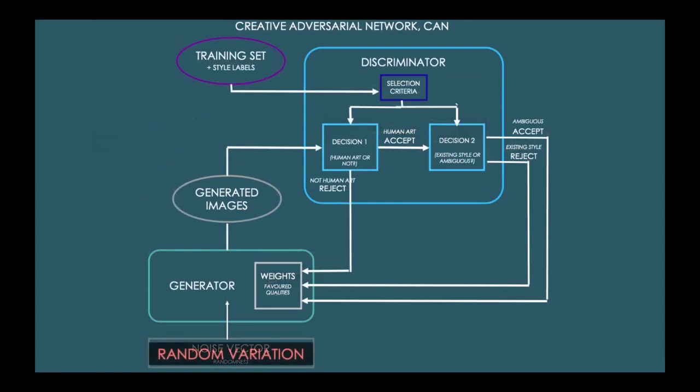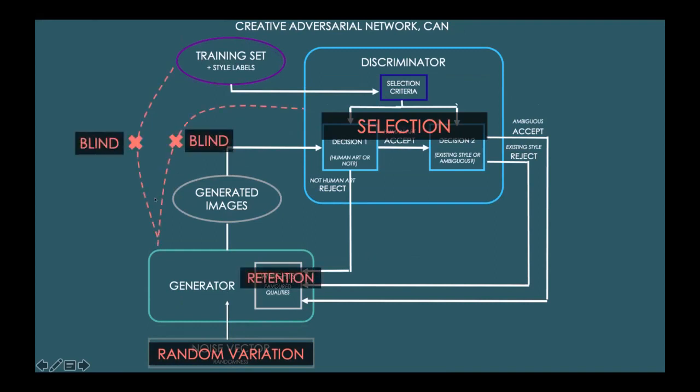The same goes for the creative adversarial network, which is very similar. As you can see, there's random variation, selection, retention, and there's a blind process. But I want to also suggest that the creative adversarial network has the potential to provide that ideational variation, because we're seeing that it's aiming to produce images that are different from the styles that it has become familiar with. So that's my suggestion, that this could be seen as a kind of ideational variation.